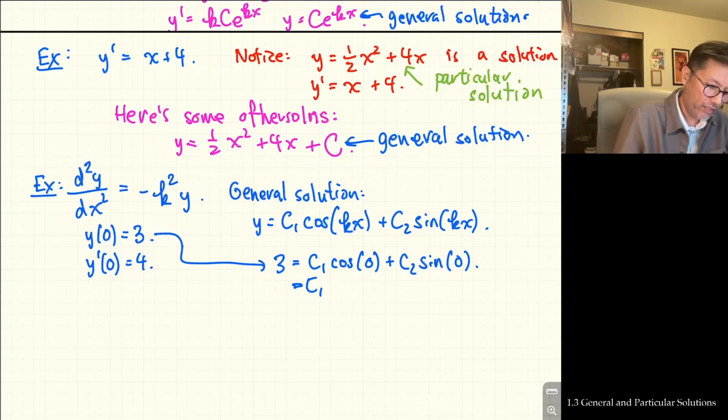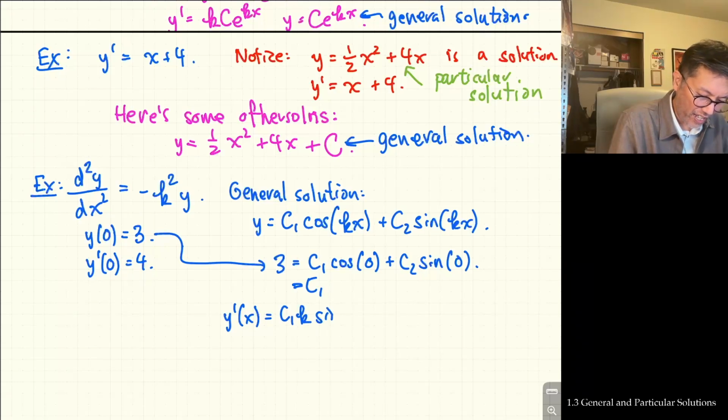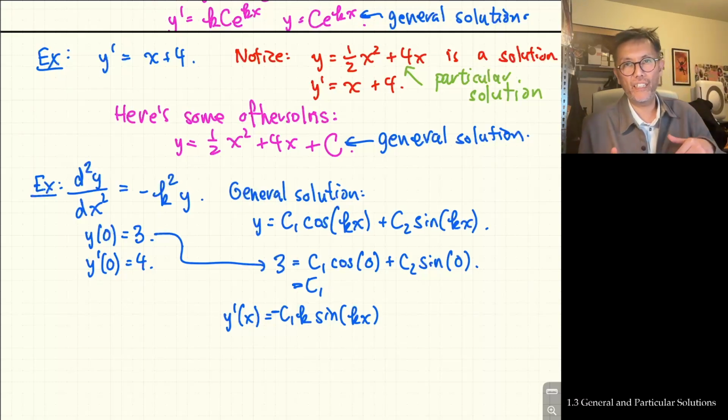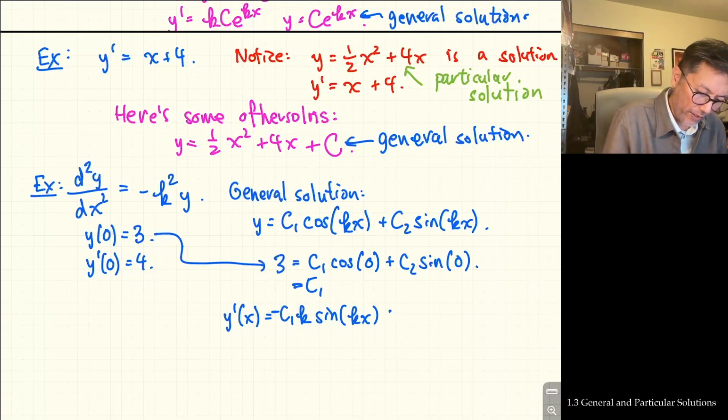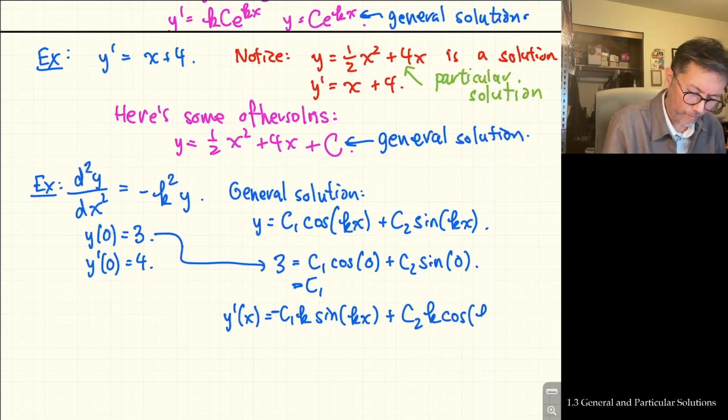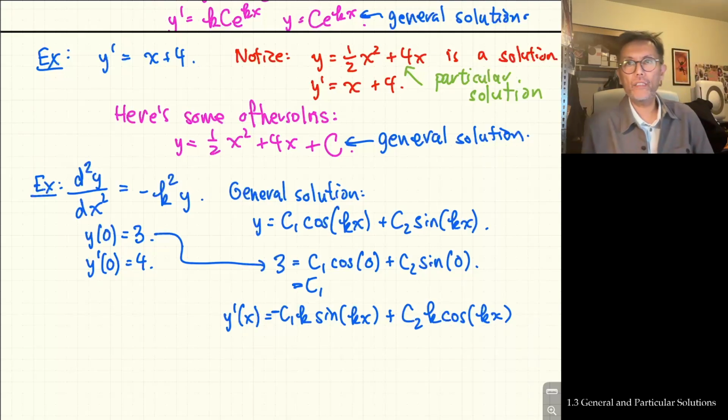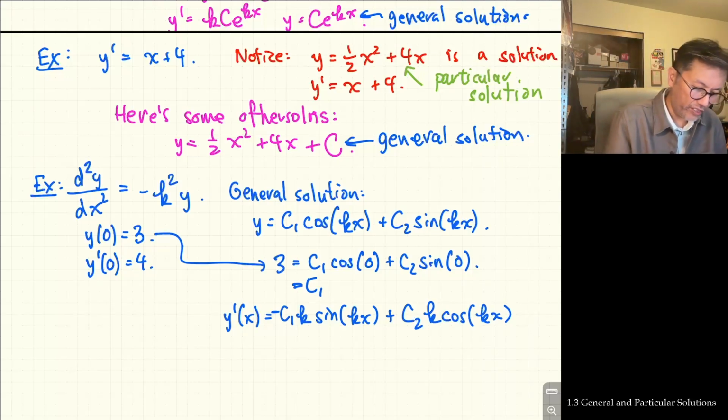How about y prime being equal to 4? What does that tell us? y prime of 0 equaling 4. Well, y prime of x in general, you will agree, is equal to negative C1k times sine kx, with a negative sign because the derivative of cosine is negative sine. And then this plus C2k times cosine of kx. Don't forget the k's because of the chain rule. Now we plug in 0.